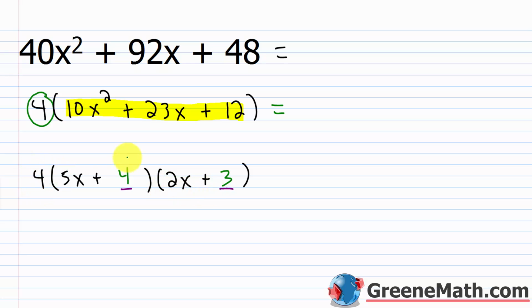Forget about the 4 out here. Just go ahead and do FOIL first. So 5x times 2x is going to give me the 10x squared. The outer, again, would be 15x. The inner would be 8x. So 15x plus 8x does give you the 23x in the middle. And then 4 times 3 does give you the 12. So you'd have the 4 outside of parentheses just like you have here. If you multiplied 4 by each term here, you'd get back to the 40x squared plus 92x plus 48.